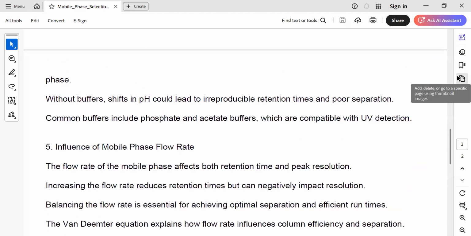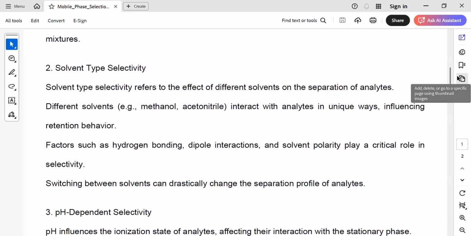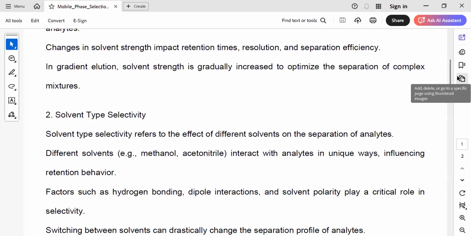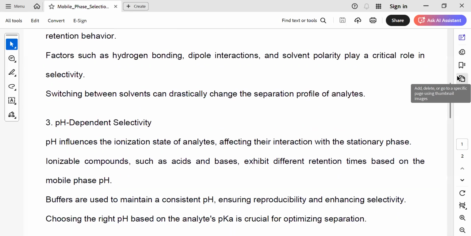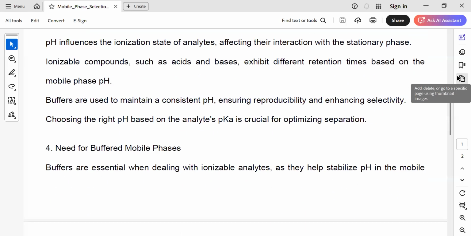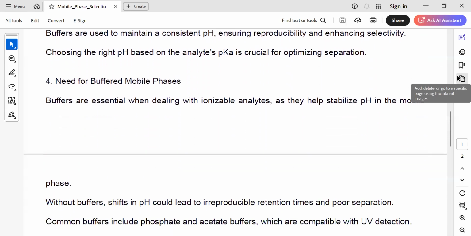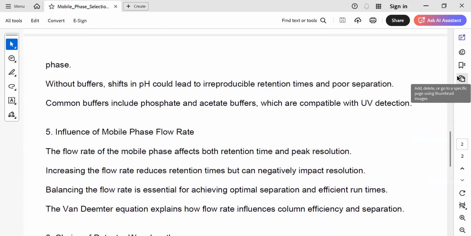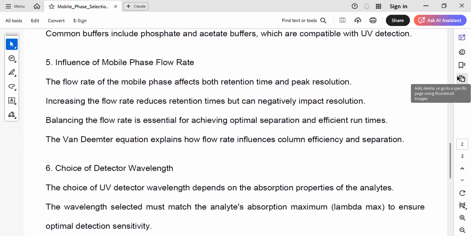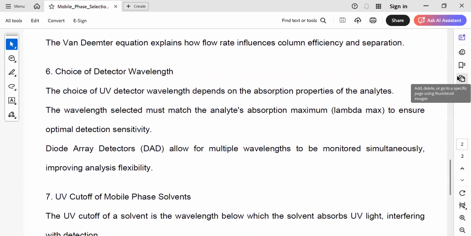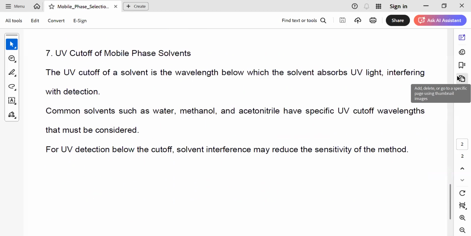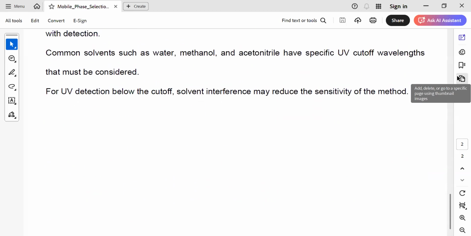So what we have seen today, let me tell you again: solvent strength selectivity, solvent type selectivity, pH dependent selectivity, the need for buffered mobile phases, the influence of mobile phase flow rates, the choice of detector wavelength, and thereafter UV cutoff of mobile phase solvents. All these things are there.